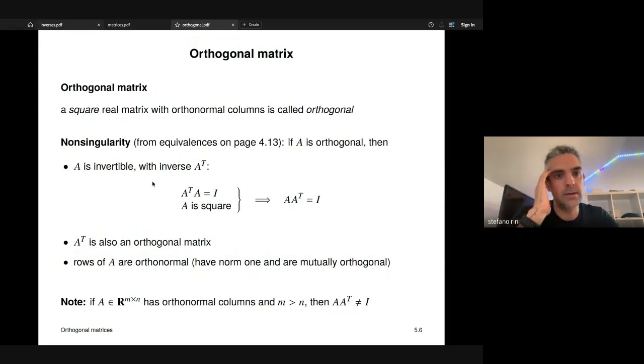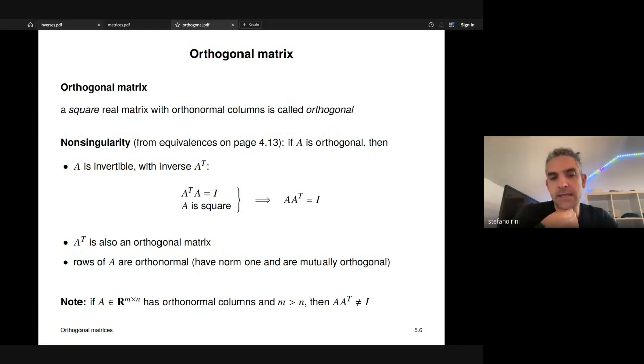So the matrix is orthogonal and it's non-singular. If A is orthogonal, then it's invertible with inverse A transpose, so A transpose A is equal to I, and A square means that A transpose times A is equal to A times A transpose, which is equal to the identity matrix. And A transpose is also an orthogonal matrix. So if you take an orthogonal matrix and you flip it by 90 degrees, then you also get an orthogonal matrix. The rows are orthonormal, and also the columns are orthonormal.